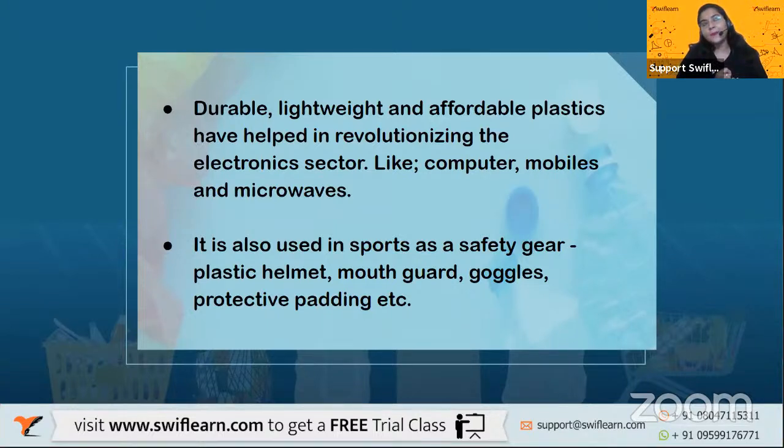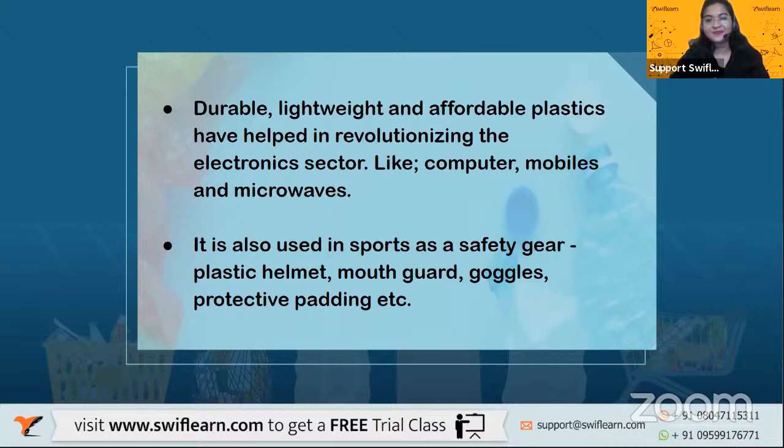Other than this, we can make different types of things like the safety gear, plastic helmets, the mouth guard, goggles, protective padding. These are all made which are mainly used in sports. So these are all made out of plastics.